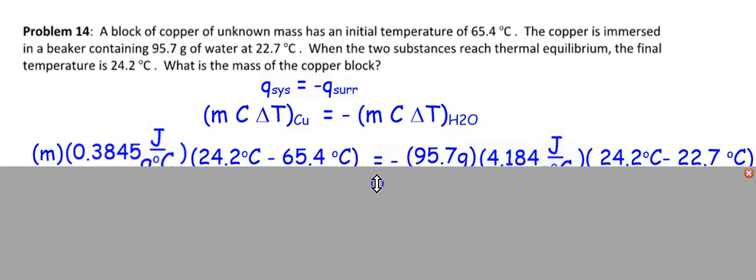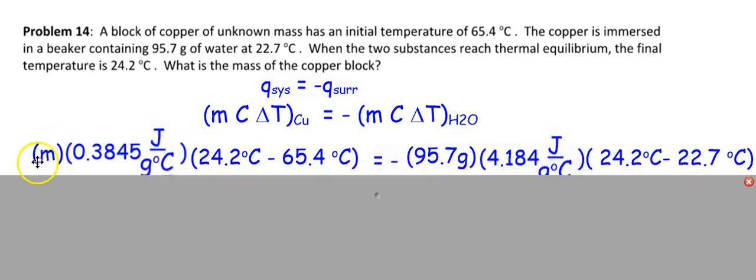I don't know the mass. That's what I'm looking for. I looked up the specific heat of copper. Here is my final temperature. Remember, delta T is always final minus initial, right? So here's my final minus my initial temperature of my copper, right? Equals, don't forget your negative sign. Here is the mass of your water. Here's that 4.184 again that we've seen a lot. Here's your final. Notice they're both at the same final temperature. There's a little check for you.